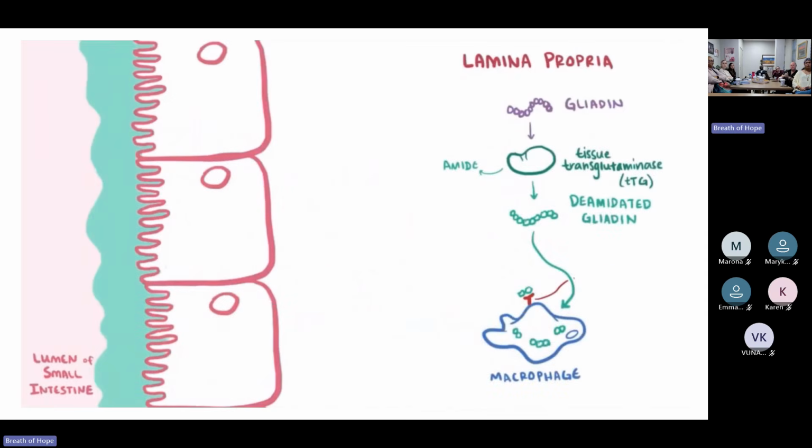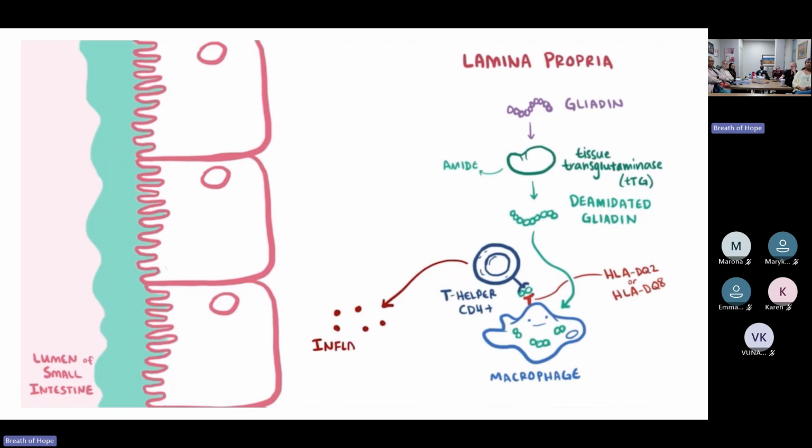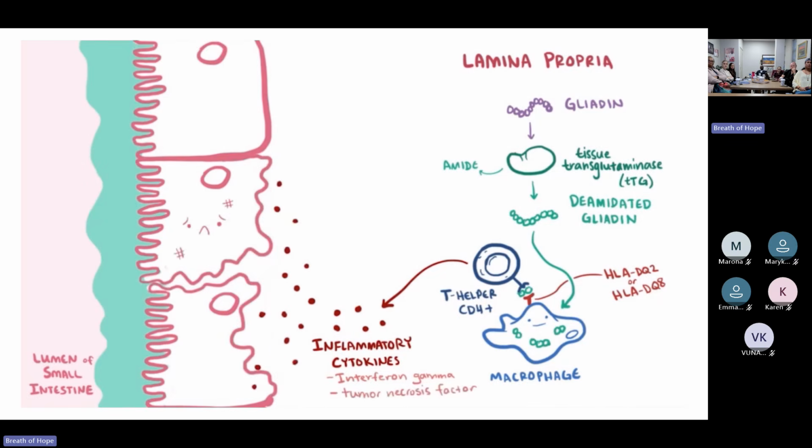It's at this point, when the HLA protein serves up gliadin, that the immune system kicks in. The macrophage throws it up top and is like, hey, guys, what do you think about this molecule? And the T helper cells, also known as CD4 plus T cells, from the immune system that recognize the gliadin, zoom over and are like, yep, I'll take it from here. And they release inflammatory cytokines, which are molecules that initiate inflammation, like interferon gamma and tumor necrosis factor, which can directly damage and destroy epithelial cells in the villi of the small intestine.